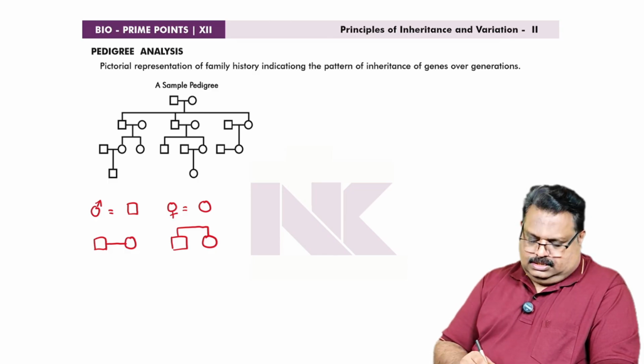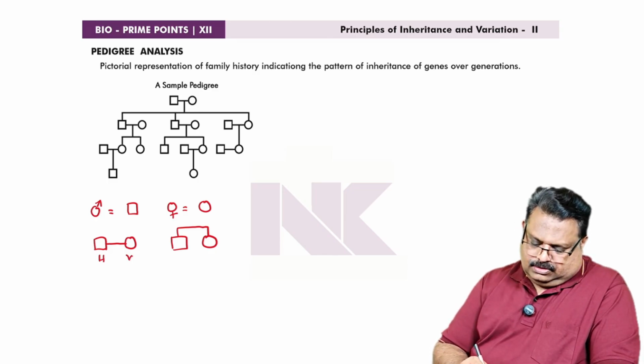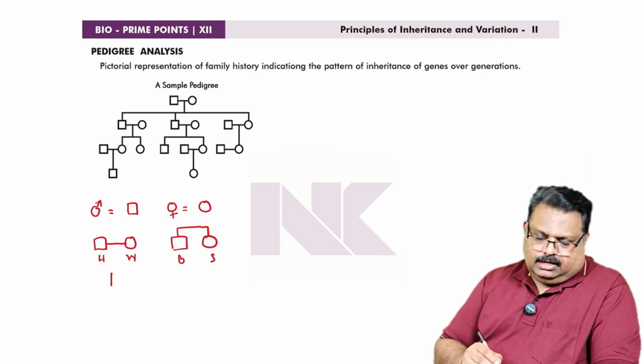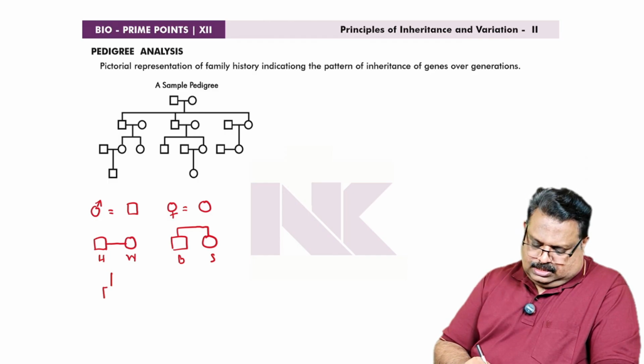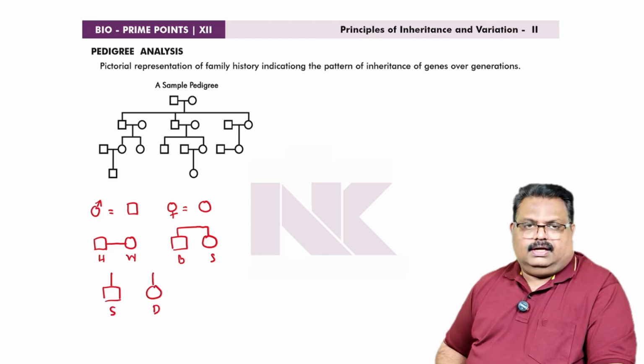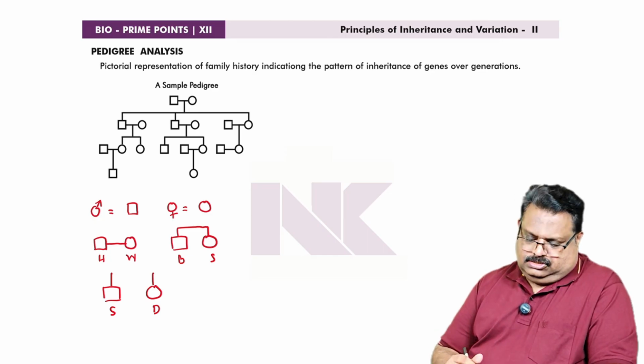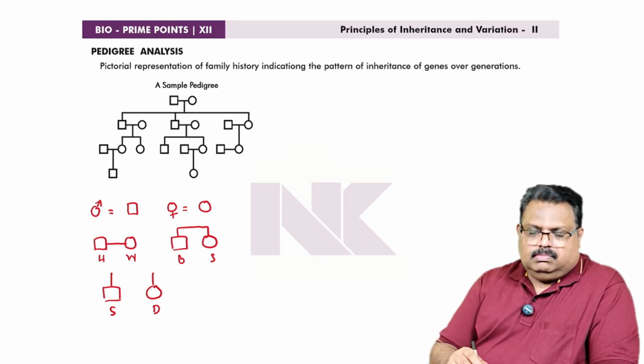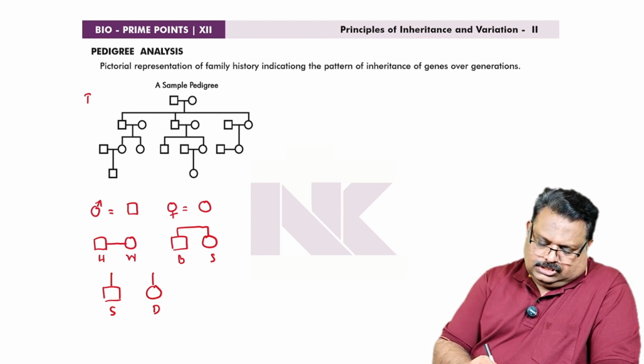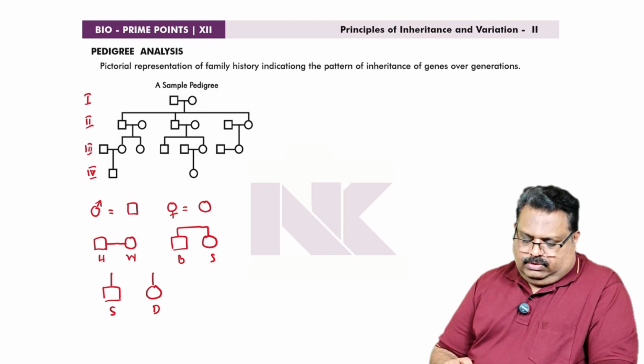The first one is husband and wife. Here it is brother and sister. That means this line denotes two offspring. This is a son and this will be a daughter. These are the preliminary symbols. All the members of one generation are represented in one line. So this will be the first generation, the second generation, the third generation, and the fourth generation. So 4 generations are included in this pedigree.